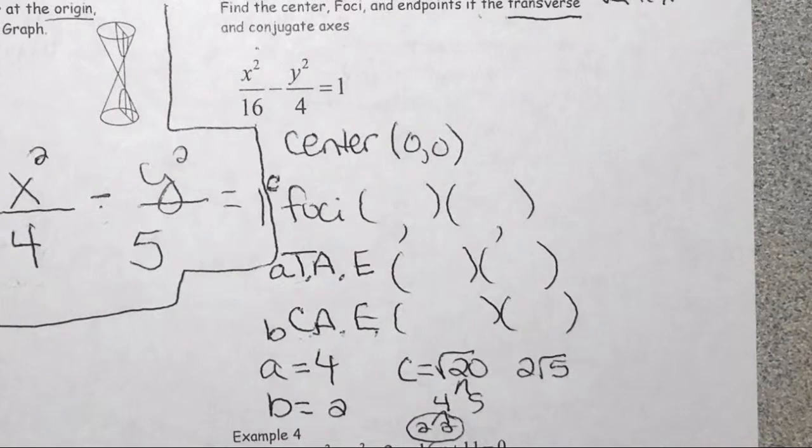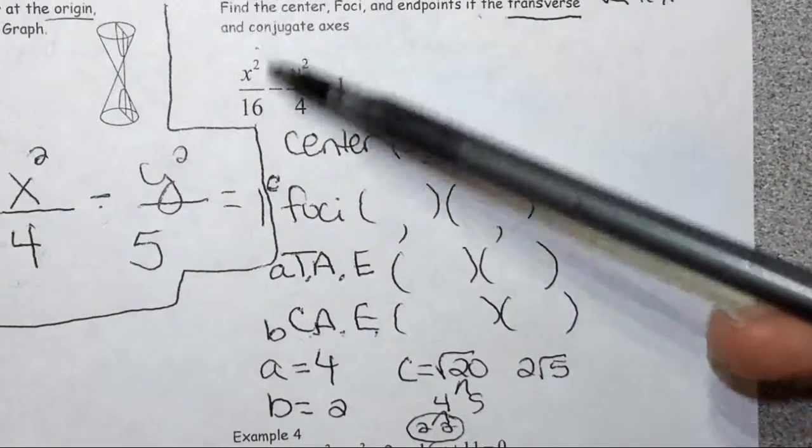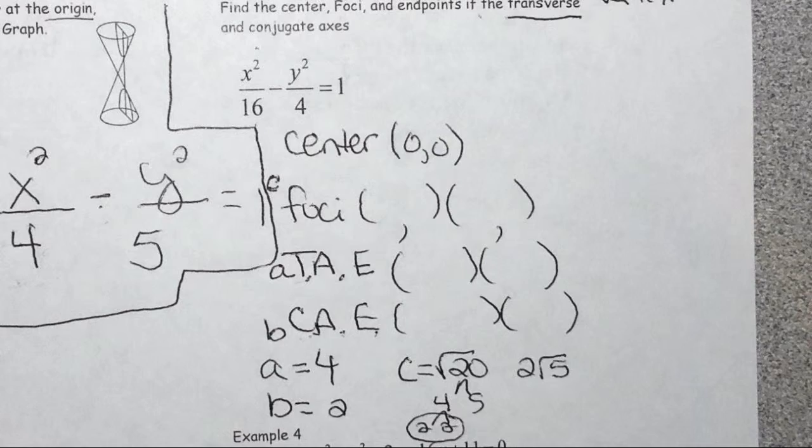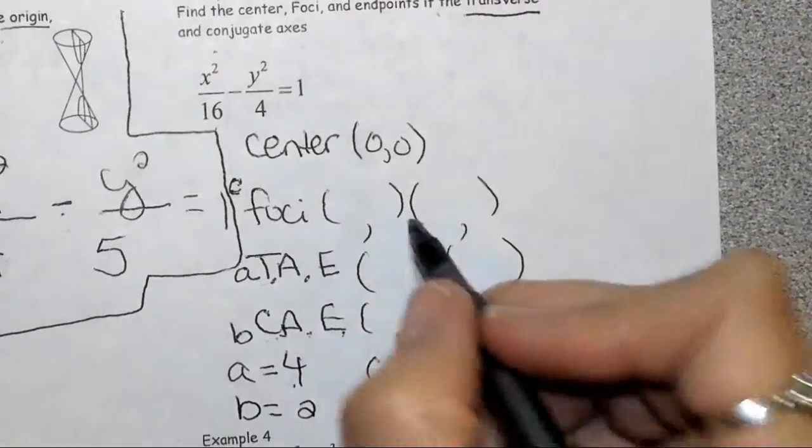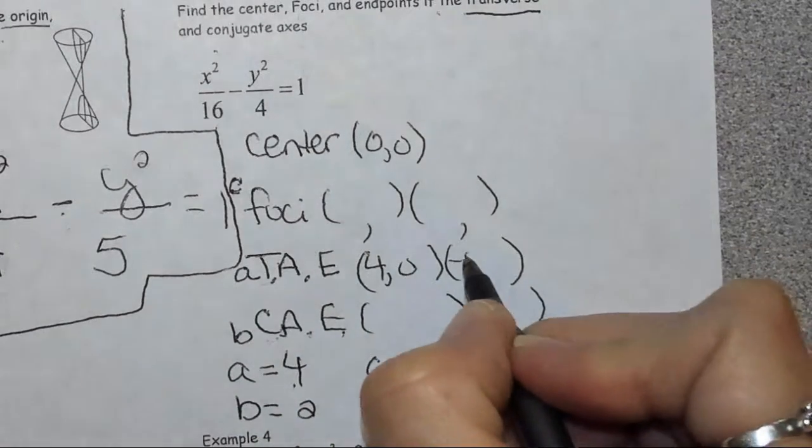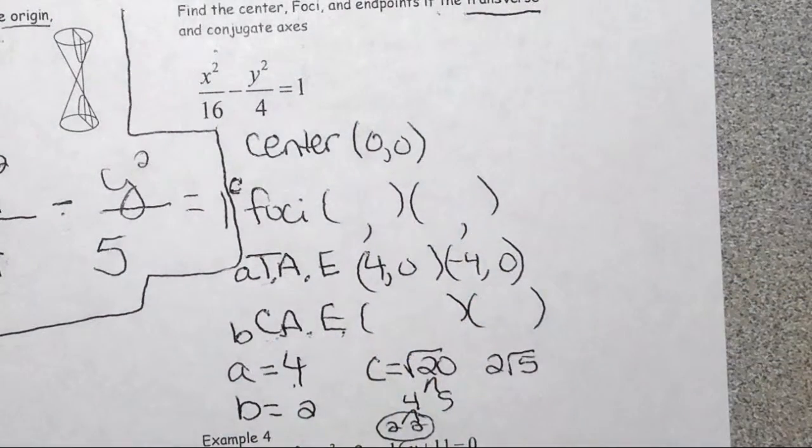You just have to tell me, do you want to do it on a graph or do you want to do it without the graph? Okay, so if we're going to do it without the graph, is this horizontal or vertical? That means my vertices are going left and right. And I'm going to go left and right how many? 4. So (4, 0), (negative 4, 0), because I went left and right from (0, 0).